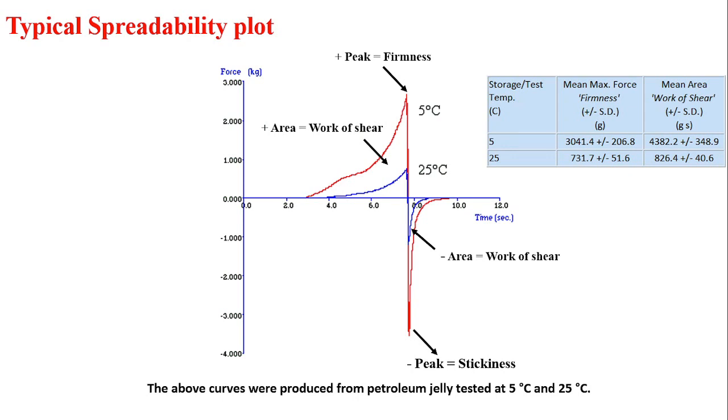This is the basic curve produced from petroleum jelly at different temperatures, that is 5 degrees Celsius and 25 degrees Celsius. Here the positive peaks show the firmness and the negative peaks show the stickiness.